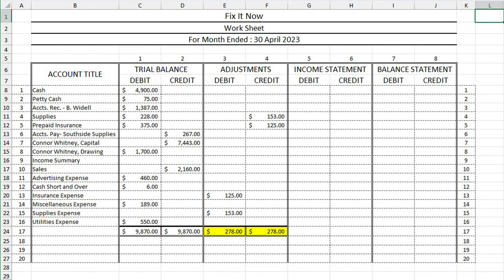Now we need to cover the second part of the instructions, which say to total and rule the adjustments column. Going down to the bottom, we need to do the totals just like we did with the trial balance columns. Use the sum command and then adjust the lines. A single dark line above and a double line below. This ends the adjustment columns.